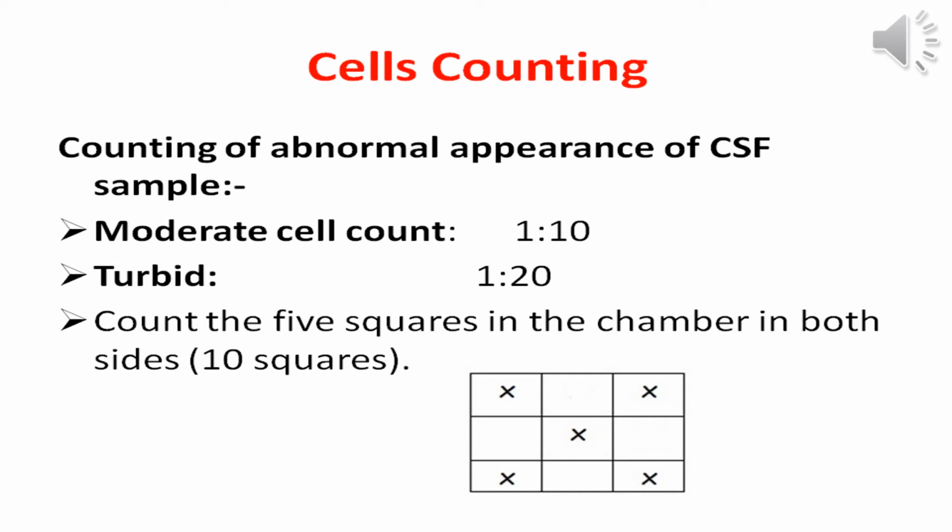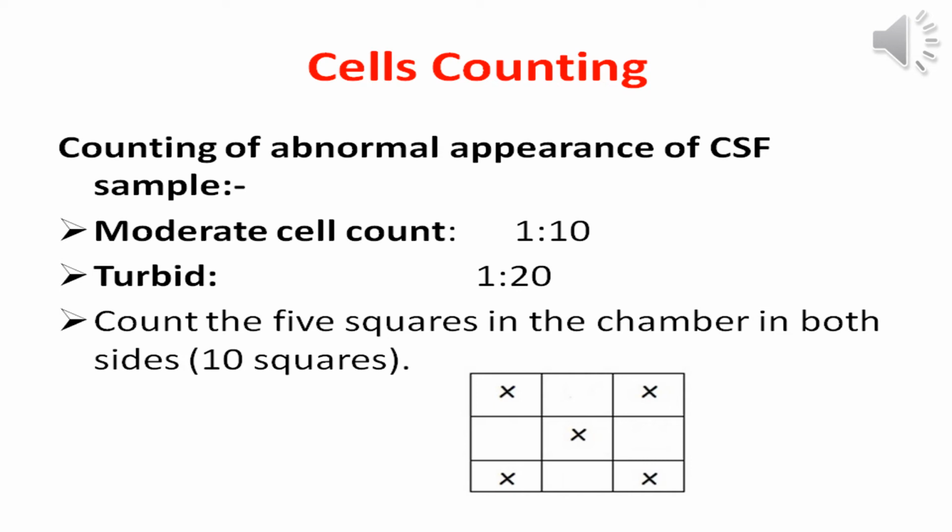Of the 9 squares, I want to count 5: the 4 squares for WBC located in the corners, and the RBC square located in the center, which is composed of 25 small RBC squares. I need to count the 5 squares in both sides of the chamber. So totally we need to count 10 squares: 8 squares for WBC in both sides and 2 squares for RBC in both sides.